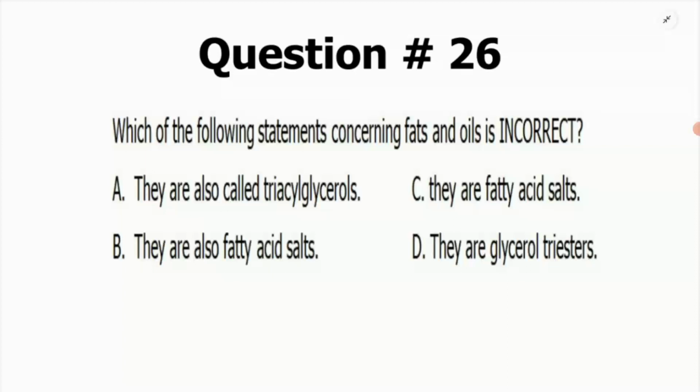Which of the following statements concerning fats and oils is incorrect? A, they are also called triacyl glycerols. B, they are also fatty acid salts. And C, they are ester salts. D, they are glycerol triesters.